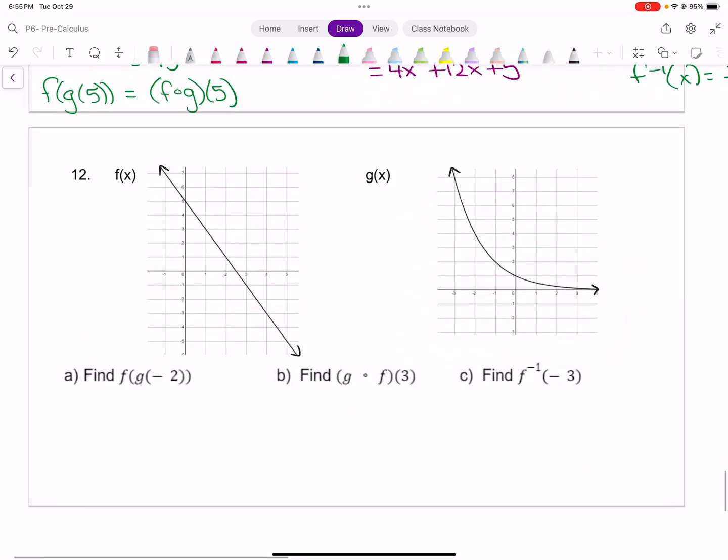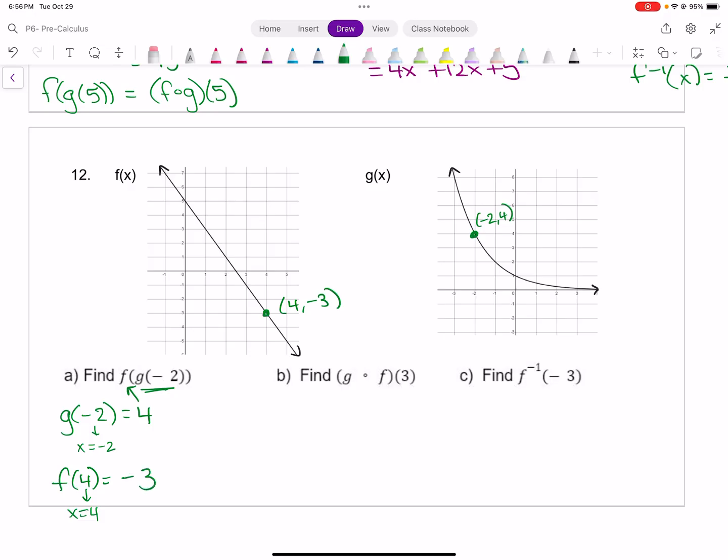And then the last question, using the graphs, on the left is f of x, on the right is g of x. So find f of g of negative 2. So we're going to start with g of negative 2. This is where x equals negative 2. So on the graph, we have the point (negative 2, 4). So g of negative 2 is 4, which will now plug into f. F of 4. So this is where x equals 4. So on the f graph, we have the point (4, negative 3). So my final answer is negative 3.